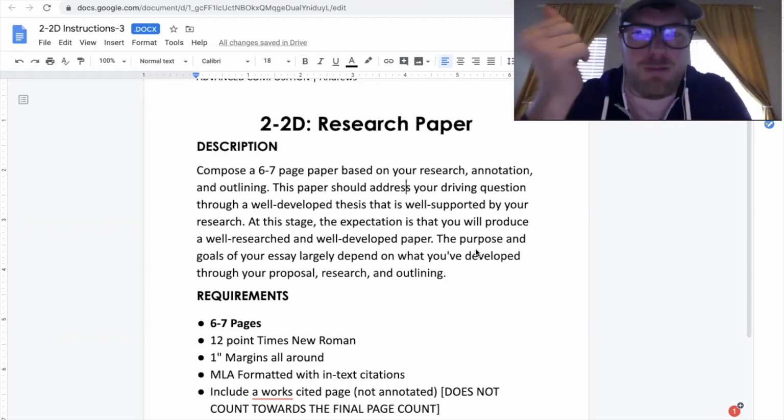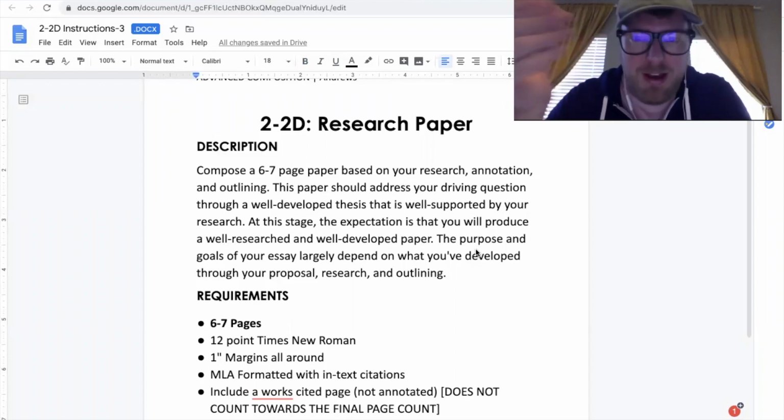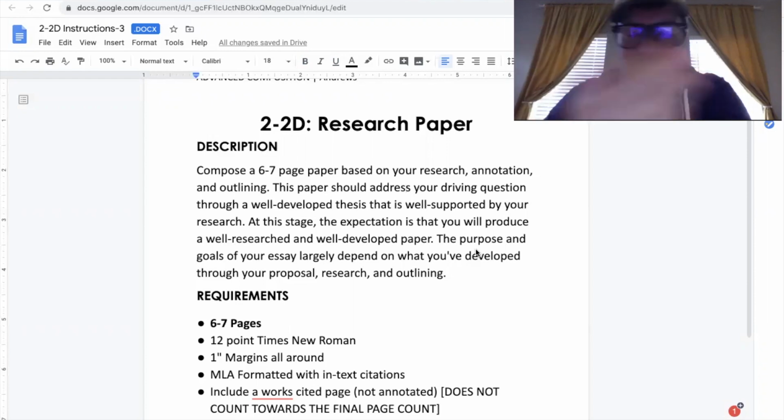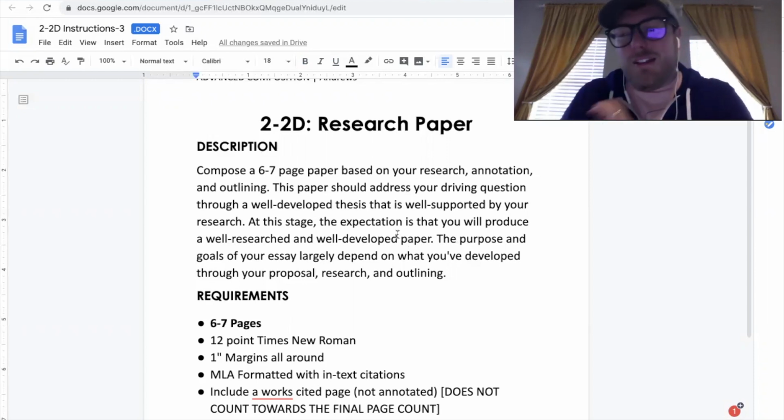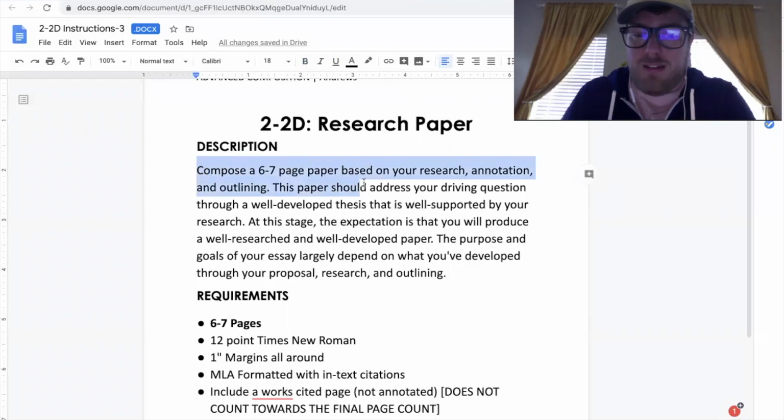Everything we worked on from the proposal to your thesis to your research question to this outline that we just recently finished, it's all been in the service of preparing for this. So this research paper is really where everything comes together. It is a whopper, so be prepared for this. I have tried to be a little flexible though. So the length is a little shorter than what I would normally ask for. I'm asking here for a 6 to 7 page paper based on your research.